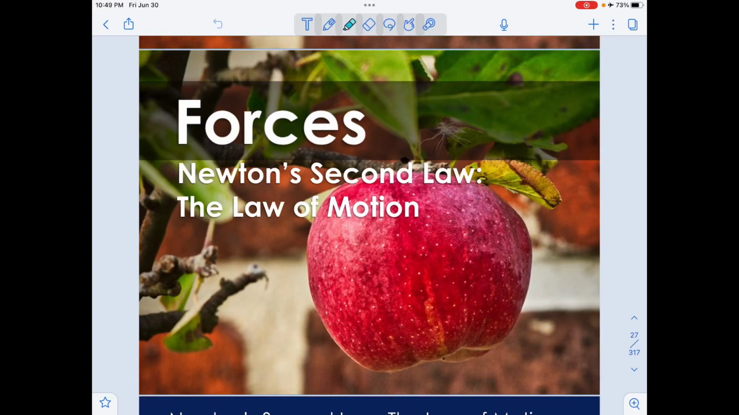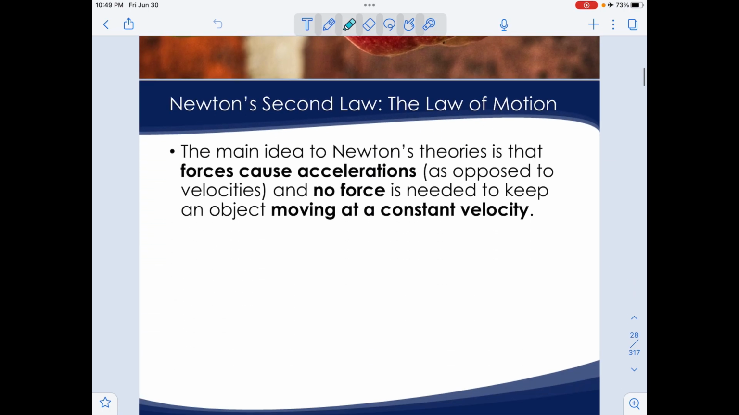Welcome to Forces, Newton's second law, the law of motion. What is this Newton's second law? Last time, F equals ma, but the idea behind this is Newton's theory that forces cause accelerations.